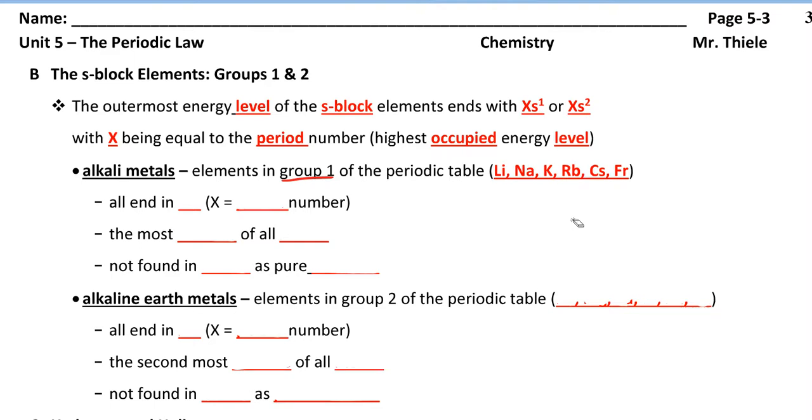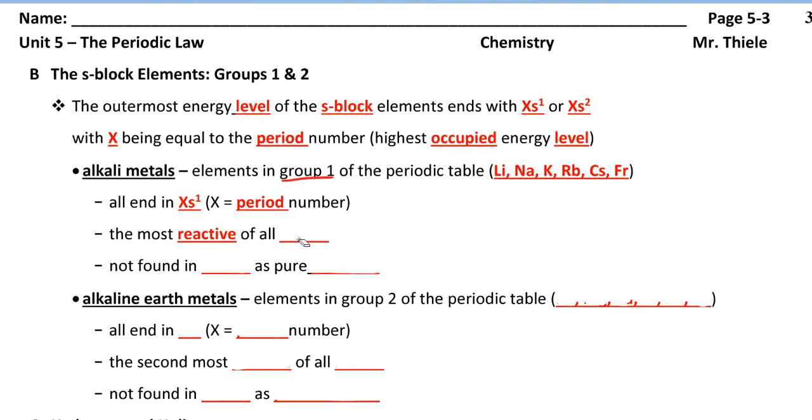Now, hydrogen is arranged in this column, but is actually in a separate group all of its own. Hydrogen does not belong to the group 1 elements. It is arranged in this group because it does end in S1. Its electron configuration is 1s1. All of the alkali metals' electron configurations end in XS1, X being the period number.